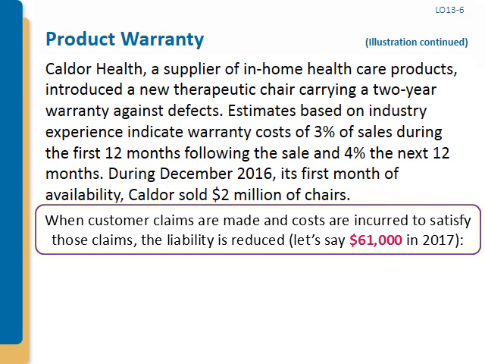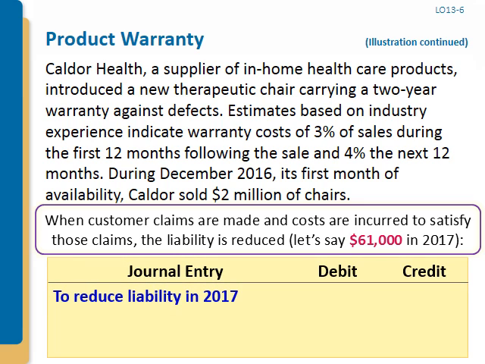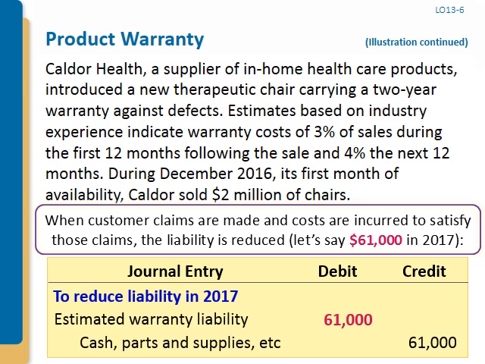Now let's assume that Caldor incurred a cost of $61,000 to satisfy customer claims in 2017. This requires Caldor to reduce its liability, debiting estimated warranty liability for the $61,000. Cash, wages payable, or parts and supplies, on the other hand, are credited for the same amount, depending on which is necessary to satisfy the claims.